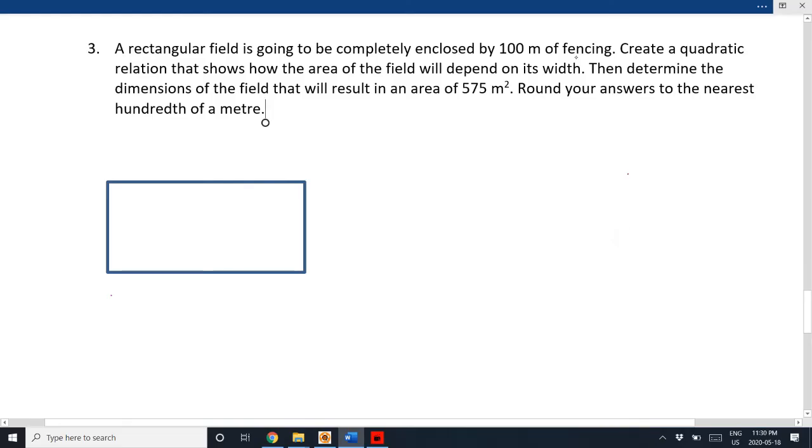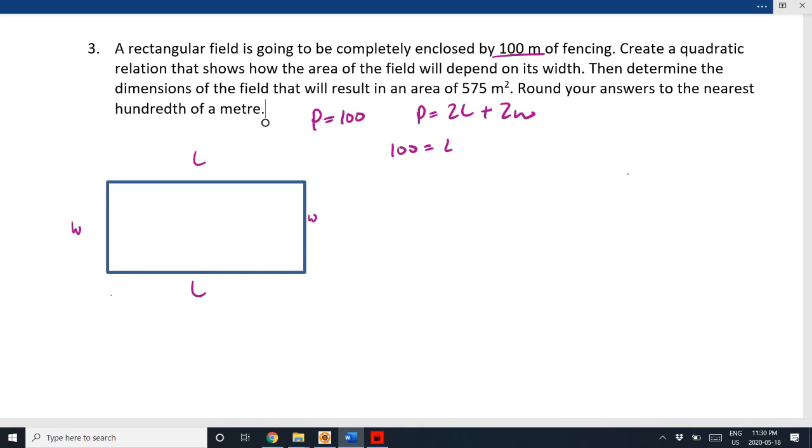So what do we know here? We know the perimeter is equal to 100 meters, and we know it's a rectangle in shape. And we know the perimeter of a rectangle is 2 times the length plus 2 times the width. So P is equal to 2L plus 2W. And we know P in this case is equal to 100. So 100 is equal to 2L plus 2W. Now we don't know these variables specifically, but we can solve for one in terms of the other. So let's go ahead and solve for what L is.